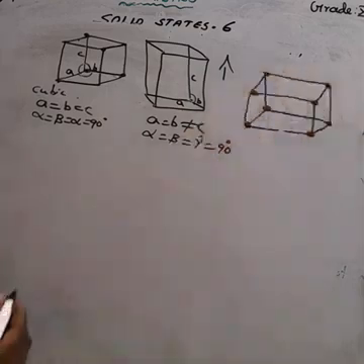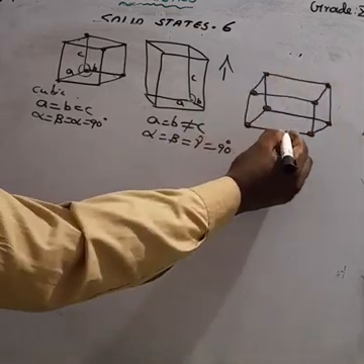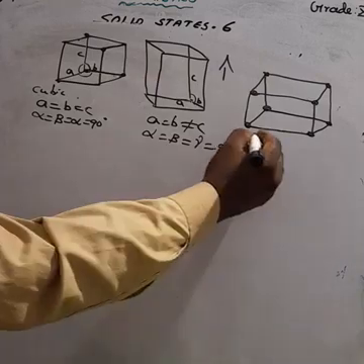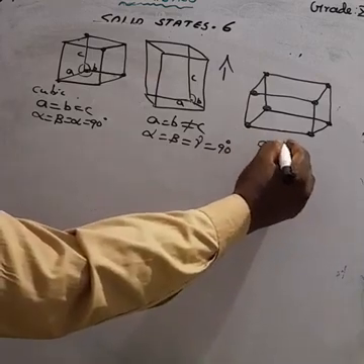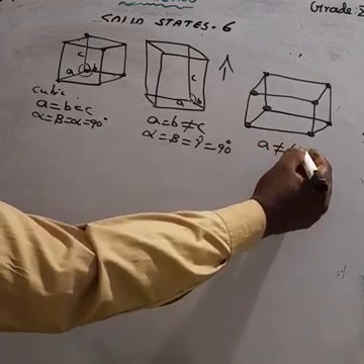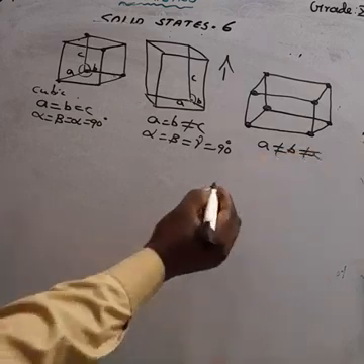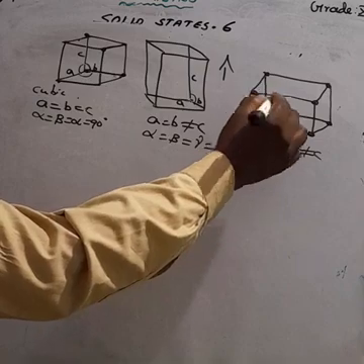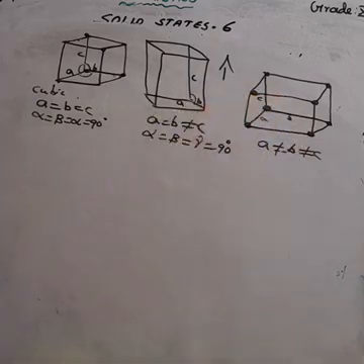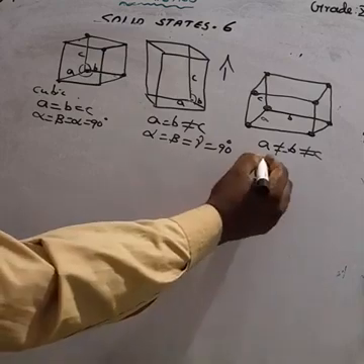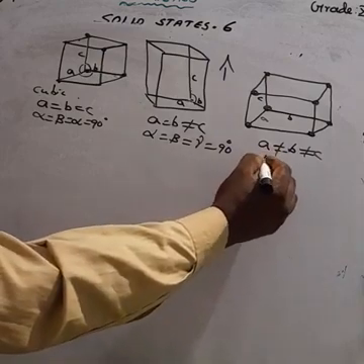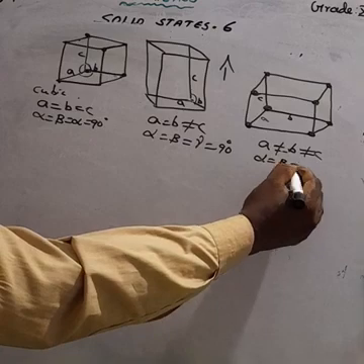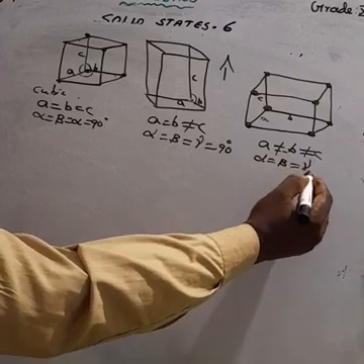Okay, this is the point. Here A is not equal to B, B is not equal to C. Can you understand? A is not equal to B, B is not equal to C. In the angle, alpha is equal to beta, beta is equal to gamma, that is equal to 90 degree.